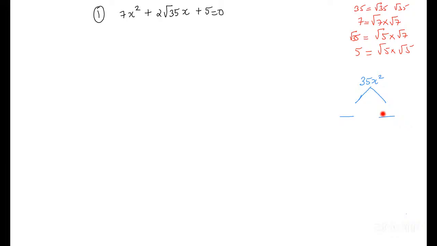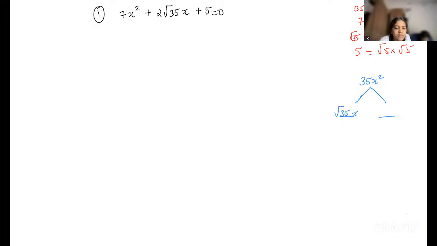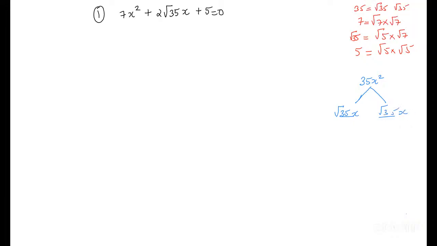So tell me any number. 35 is equal to root 35 into root 35. So I can write root 35x and root 35x. So why did you choose that? Because then these two multiplied will be 35x squared. Yes. And when you add it, then 2 root 35x. Yes. So it's correct. Okay, so it will become 7x squared plus root 35x plus root 35x plus 5 equals 0. Now you understand?